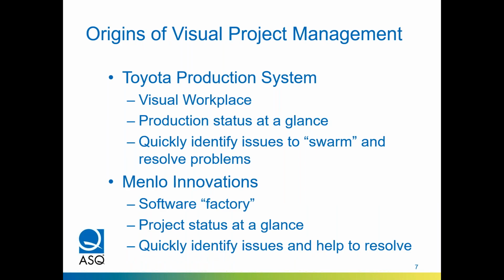The origin of visual project management starts with the Toyota production system and visual workplace in a manufacturing environment. Basically, you could see the status of production at a glance and quickly identify where the issues are and gather the resources quickly needed to resolve any of the problems.